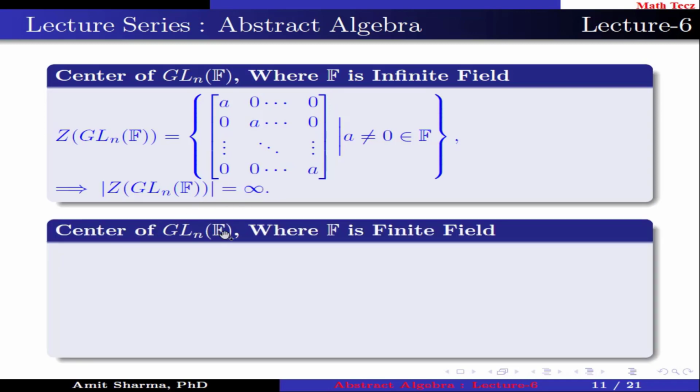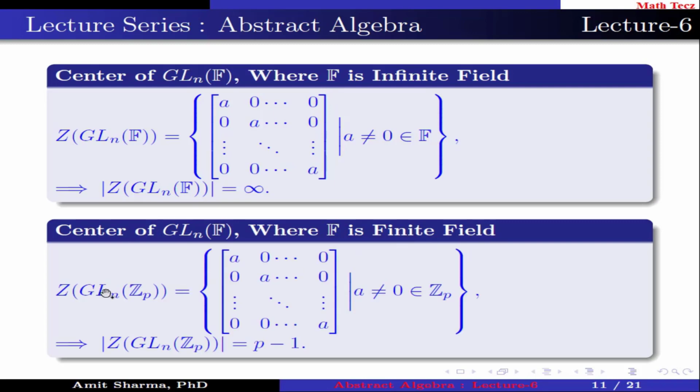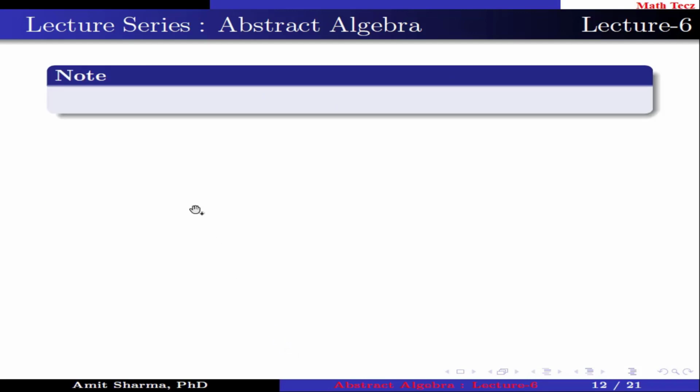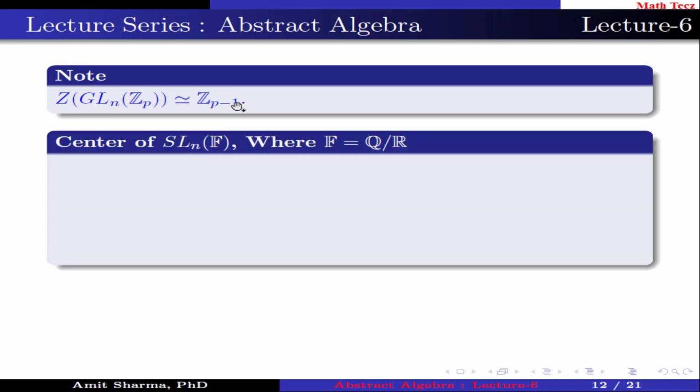Next is the center of GL(n, F), where F is a finite field. The center of GL(n, Zp) contains n cross n matrices whose diagonal elements are a, such that a is not equal to 0 and belongs to Zp, which implies the order of the center of GL(n, Zp) is p minus 1. Next is a note: the center of GL(n, Zp) is isomorphic to Z(p-1).